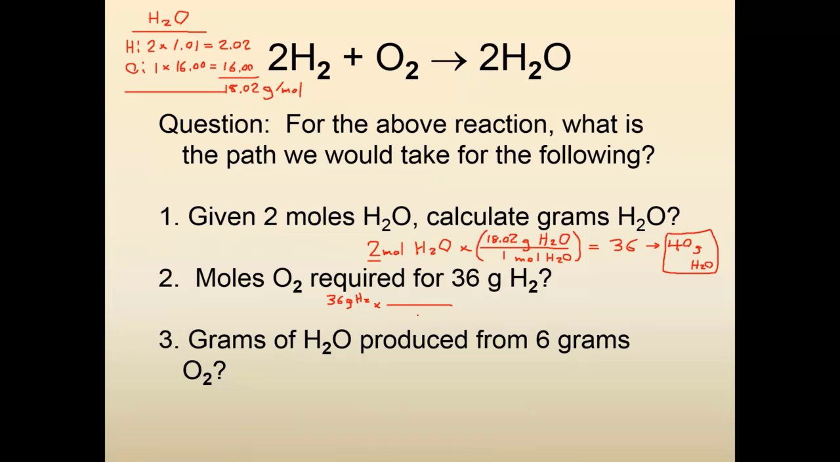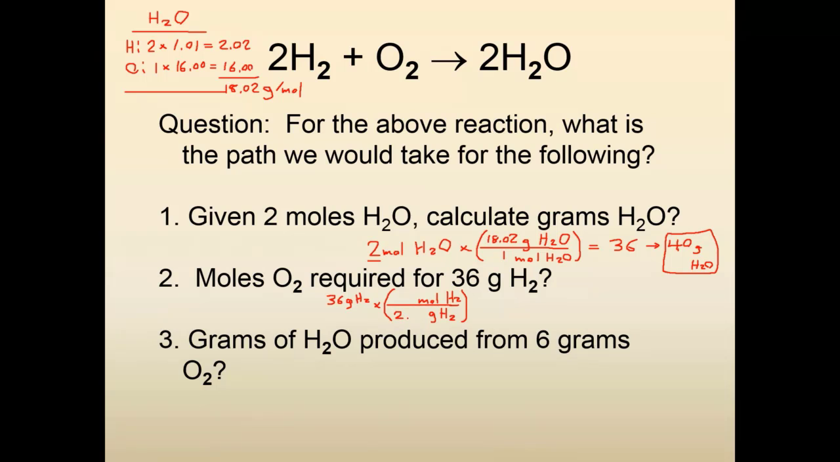What unit is going to go on the bottom here? Grams of hydrogen. And what can I convert grams of hydrogen to? Moles. I can convert grams of hydrogen to moles of hydrogen, grams to moles of the same thing. And where would I find the numbers if I want to convert from grams to moles? The periodic table.